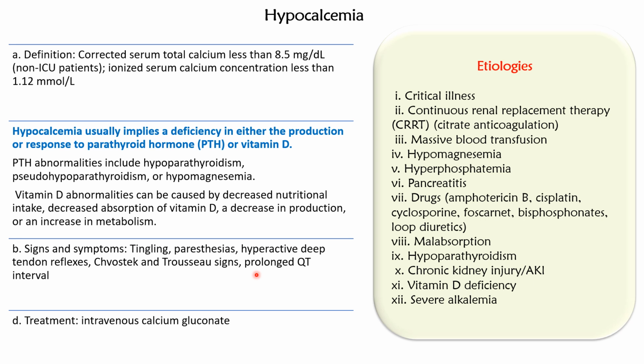These Chvostek and Trousseau signs are specific for hypocalcemia and hypomagnesemia. Chvostek sign means twitching of facial muscles in response to tapping over the facial nerve. Trousseau sign means carpopedal spasm induced by pressure applied to the arm by an inflated sphygmomanometer cuff. Then prolonged QT interval. Then treatment is mainly the supplementation of calcium.